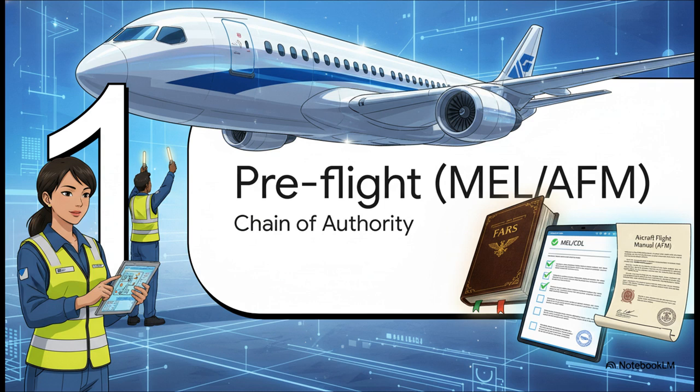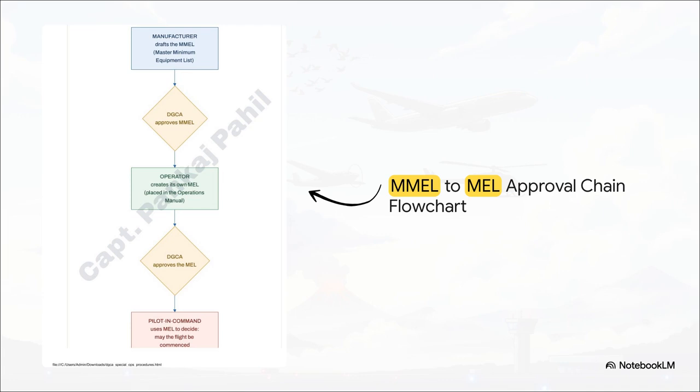We're focusing on the MEL and AFM chain of authority here. Now, you might be wondering, where do our operational rules actually come from? Well, the chain of authority begins with the manufacturer. They draft the Master Minimum Equipment List, or MMEL. But here's the thing, you don't fly the MMEL. The operator takes that master list and tailors it to create its own MEL, specific to its actual fleet and routes. But the absolutely crucial point here is that the DGCA must approve both of these documents.